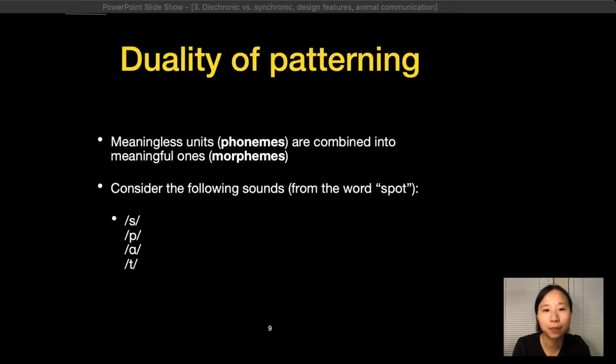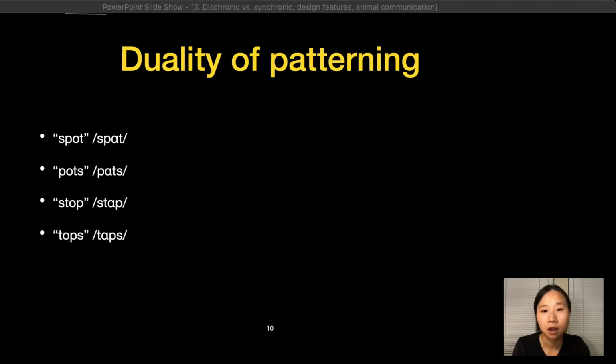Back to duality of patterning. The word spot consists of 4 sounds. Now, none of these sounds is meaningful when it occurs alone. However, together, they can form something meaningful. The meaning does not come just from the sounds, but also how these sounds combine. Observe that the same 4 sounds can be used to form different words depending on how you combine them.